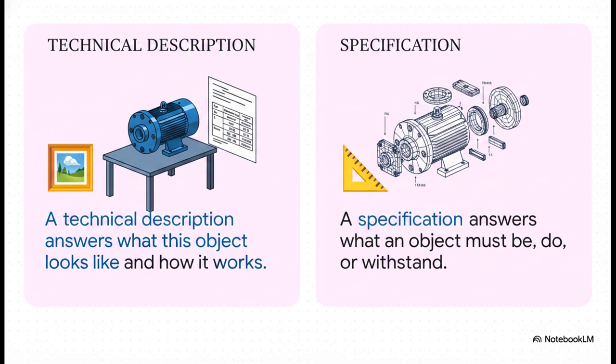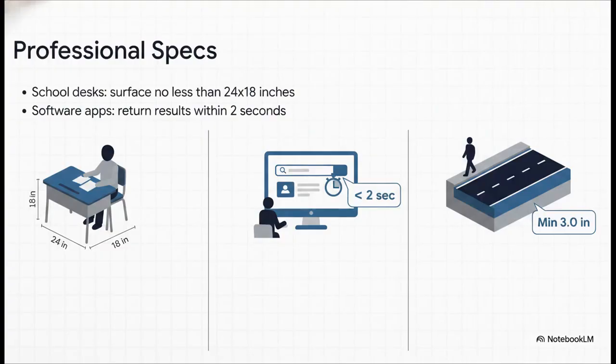But a specification? That's your blueprint. It dictates what an object absolutely must be, what it must do, or what it must withstand to be considered acceptable. Specifications are written before the object even exists. They're the strict guiding instructions for the people who are actually going to design and build the thing. And these blueprints literally dictate the world around us. They are the invisible scaffolding of the professional world.